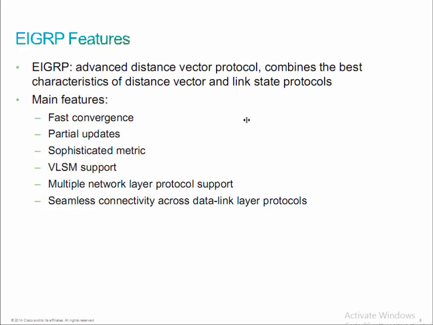It has support for variable length subnet masking, which is fine. I mean, it simply means it's a classless routing protocol. It can operate classfully using the auto summary option, but we try to avoid doing that as much as possible. And we simply use the variable length option. And the nice thing about EIGRP is it supports multiple network layer protocols. It's built in.